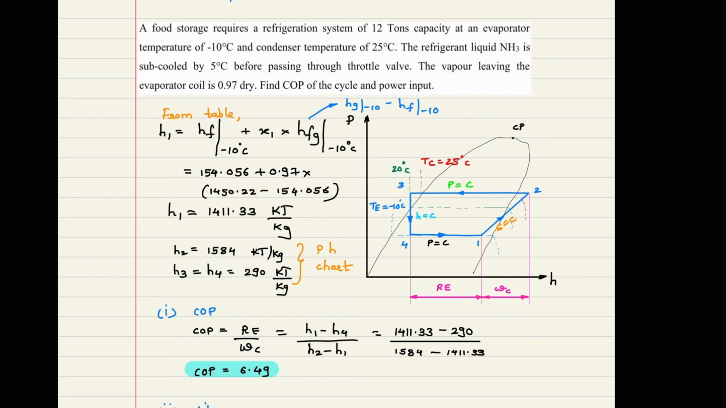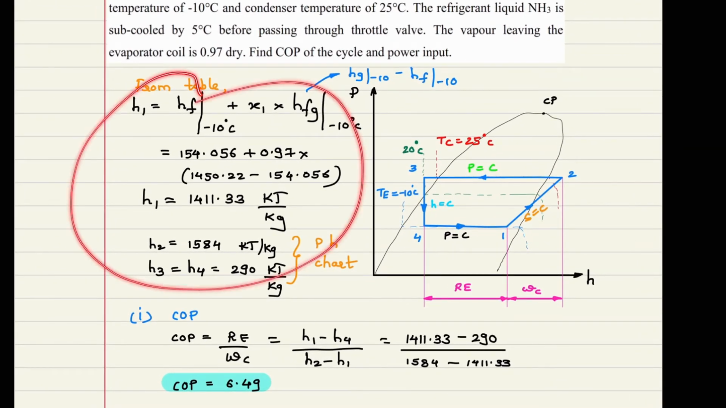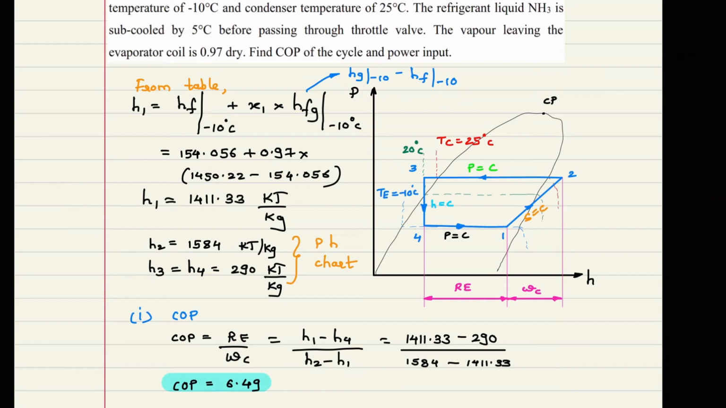Now I'll send you a copy of the ASHRAE chart of ammonia also. On that chart, instead of calculating this from the table, you can directly mark the H1 point. How? Because the dryness fraction is given. Mark the temperature, and then directly the dryness fraction curve is there. You can get point number 1. Then draw and complete the cycle, check what answers you are getting on that chart, and compare it with this answer.